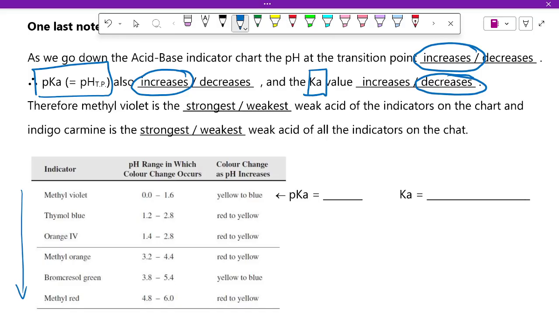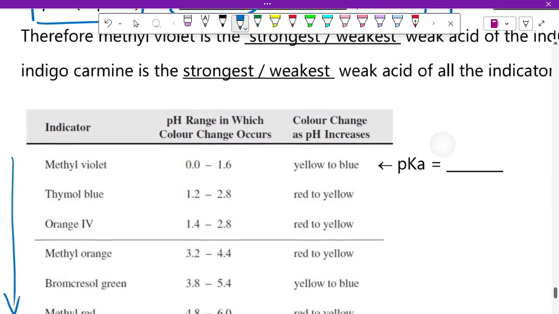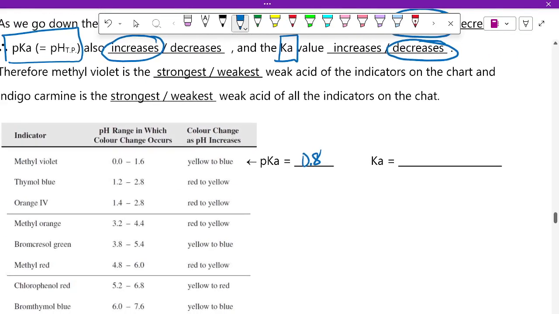Therefore, is methyl violet the strongest or weakest weak acid of all the indicators? Let's find out. What is our pKa for methyl violet? 0.8. And that means our Ka is 0.2.